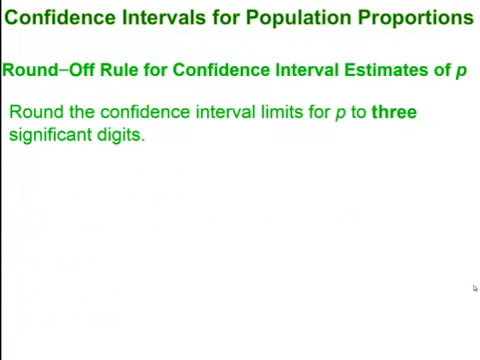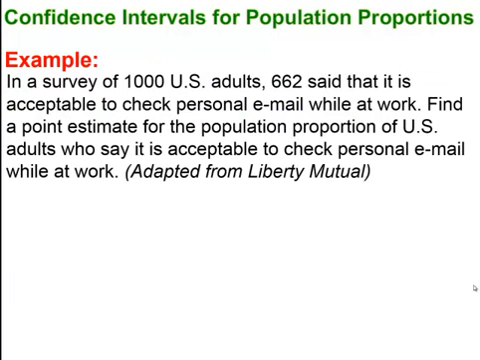The round-off rule for interval estimates of proportions is the confidence interval is limited for P hat to 3 significant digits, so 3 decimal places. So let's do an example here.